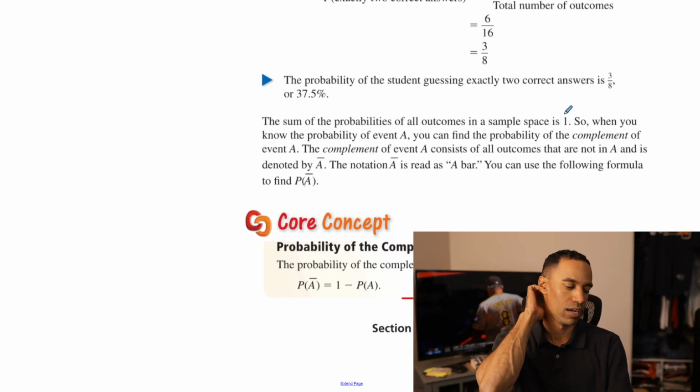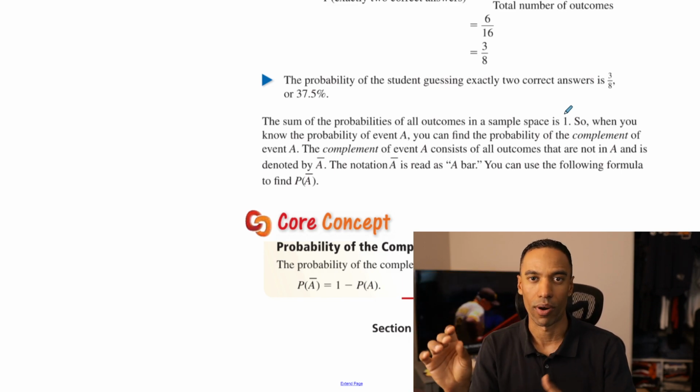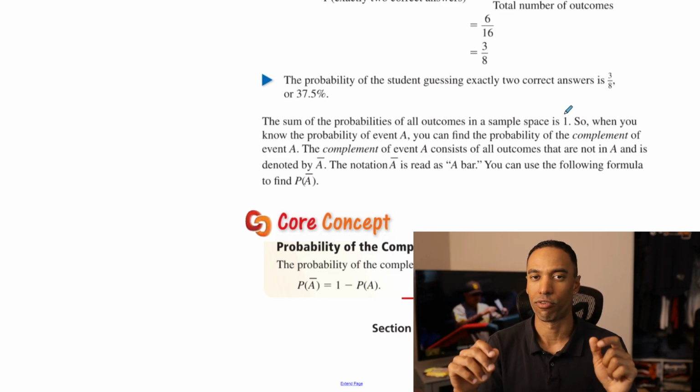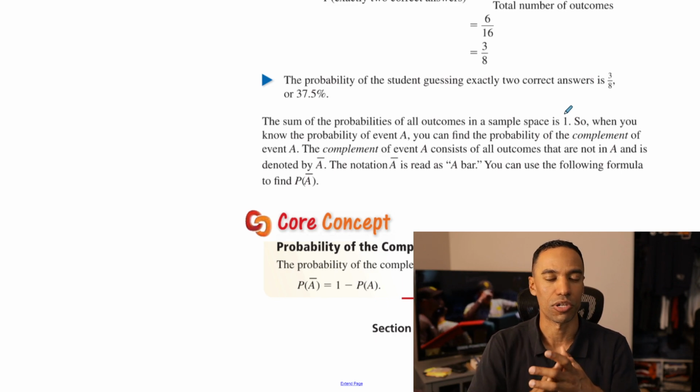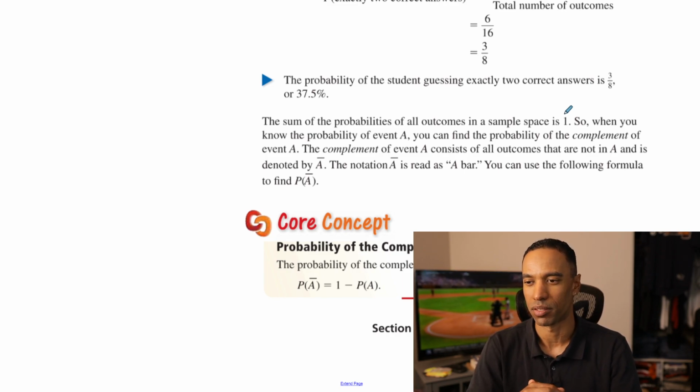Now, that just means that when you add up all the different probabilities, what's the probability of getting 0 correct, and 1 correct, and 2 correct, and 3 and 4? You add up all those probabilities, that should add up to 100%. If there's anything left over, or you went over, something went wrong in your math or your setup of something.